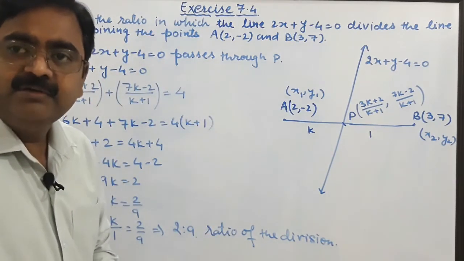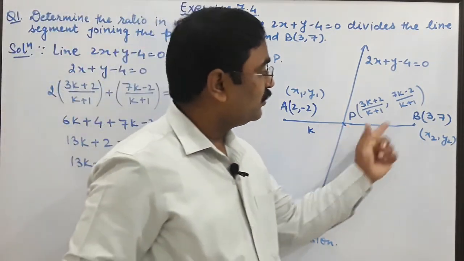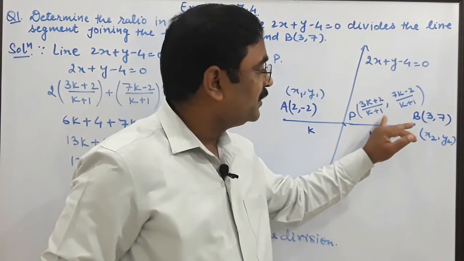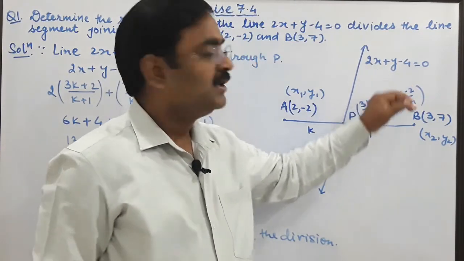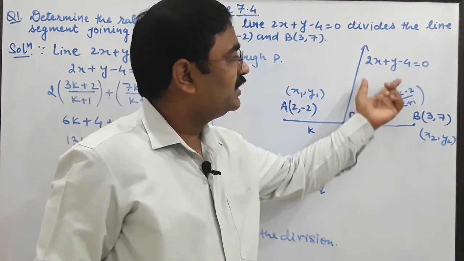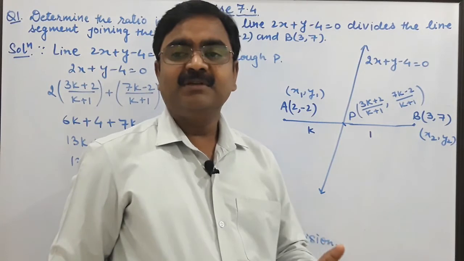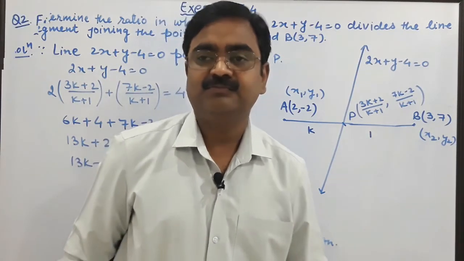Okay, right children? So, be careful. First you need to find out the coordinate of point P. Now, this point P passes through this line. So, substitute the value of x and y from this point in this equation. You will get the point of division and the ratio of division also.